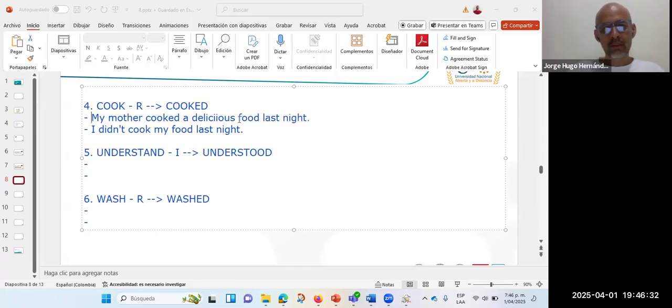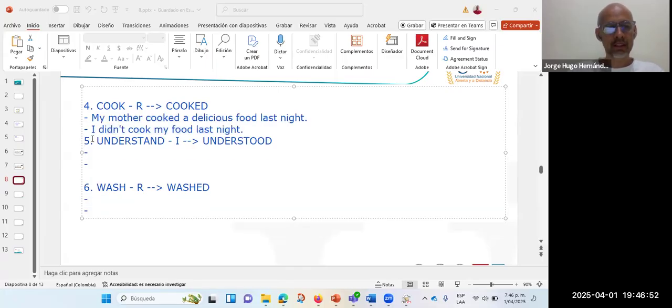And this one is in past too. This is a sentence in past. Why? Because we are using the verb in past, no? But this is an affirmative sentence, so here we don't use didn't. We only use didn't to make negative sentences, okay?